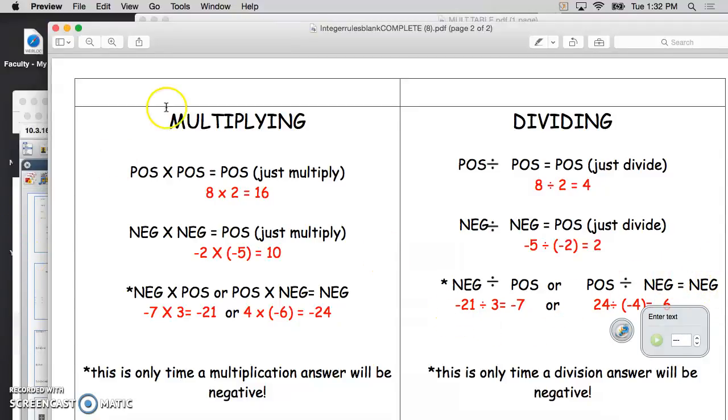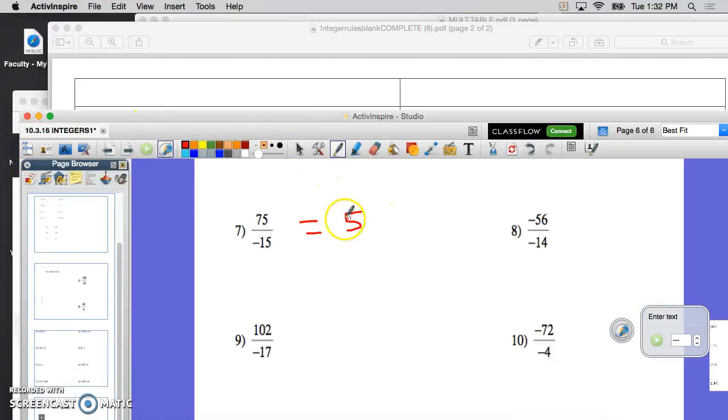So again, when it comes to multiplying and dividing, the rules are exactly the same. The only time you see a negative answer is when you are mixing a negative and positive together. So if you have a positive divided by a positive or a negative divided by a negative, both your answers will be positive, just divide. Same thing with multiplication. It's only when you're mixing negative and positive that you will get a negative answer. Okay, so now I know that this answer right here is going to be a negative 5. So for number 7, you should have negative 5 for that answer.